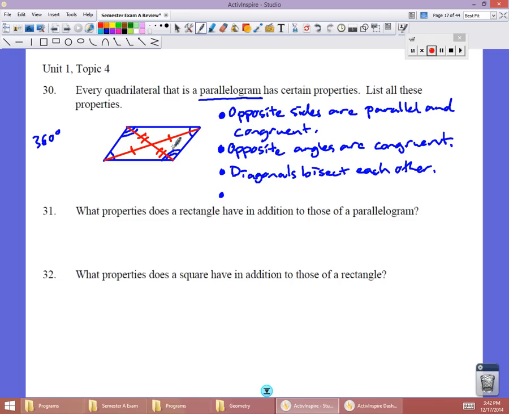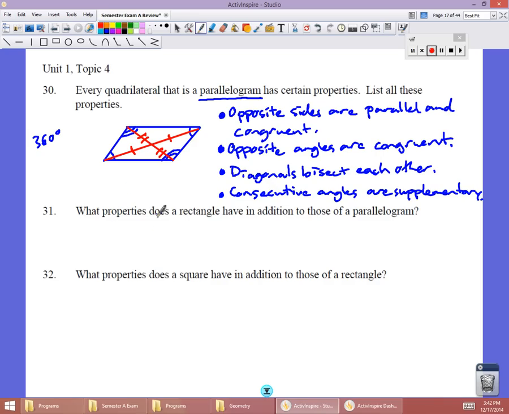Alright, and so what we would want to write on this one is that we're going to call these consecutive angles. So consecutive angles are supplementary. Again, supplementary means they add up to 180 degrees. Alright, so that should cover all of our properties of parallelograms.